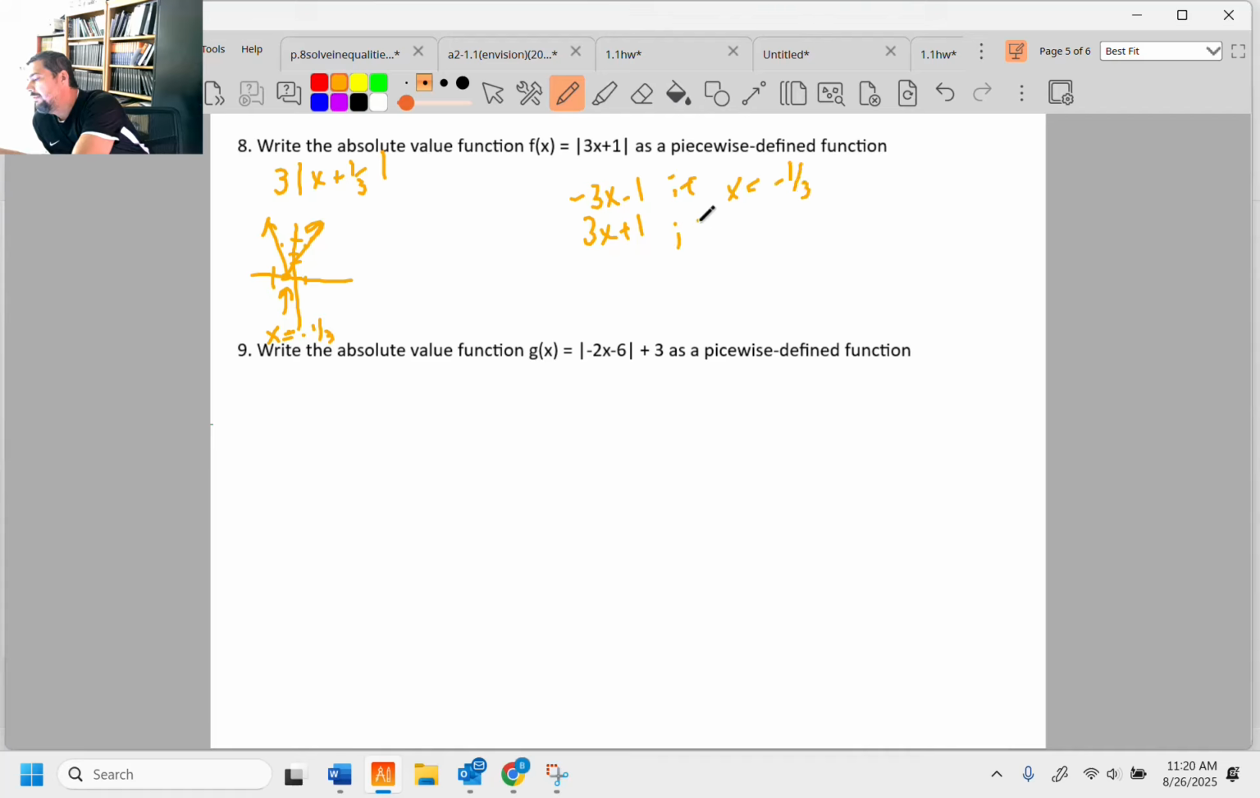On the other side, x is, and we'll use greater than or equal to. One of those has to have equality. You pick whichever one you want, but one of them has to have equality. And that's looking at absolute value as a piecewise function, because it is.